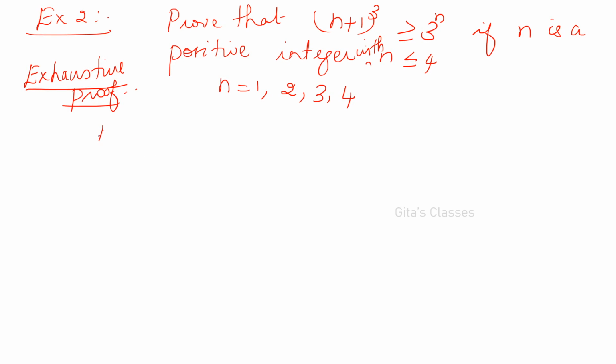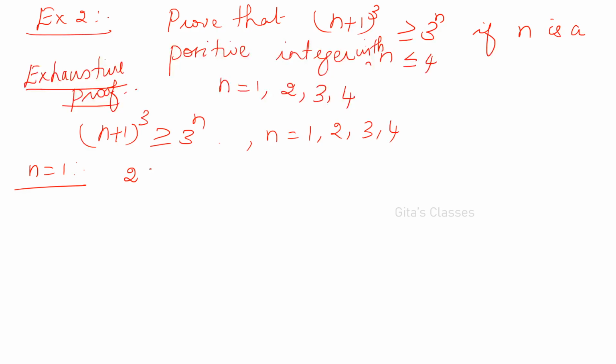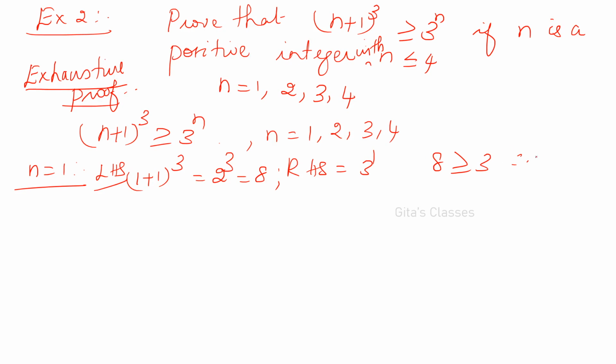Okay, so what is to be proved? (n plus 1) the whole cube greater than or equal to 3 power n, where n values are 1, 2, 3, 4. When n is equal to 1, what is n plus 1? 2. LHS is 1 plus 1 the whole cube, which is equal to 2 cube, which is 8, and this is our LHS. And what is RHS? 3 power 1, right? Therefore, LHS 8 is greater than or equal to 3.